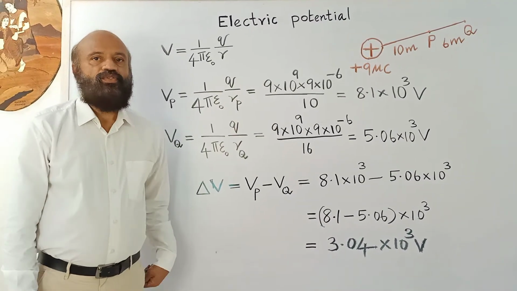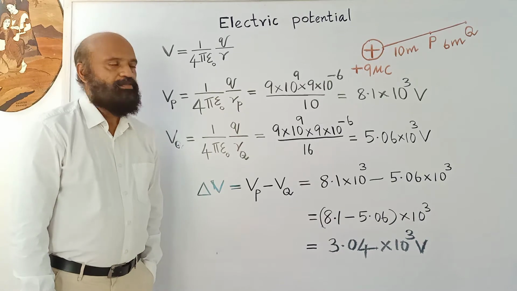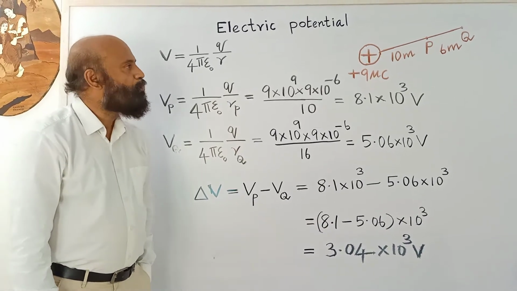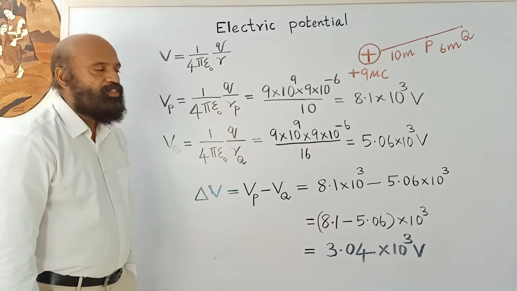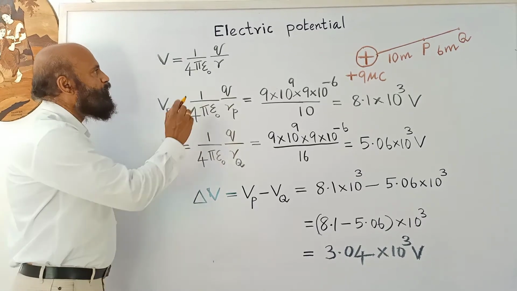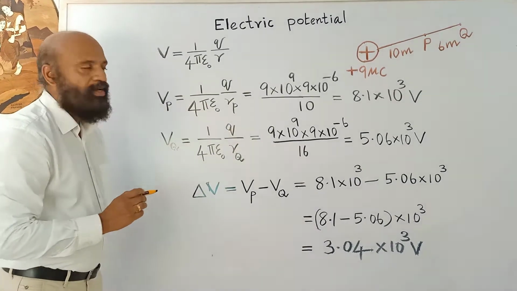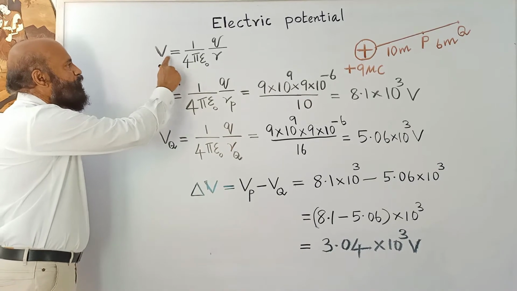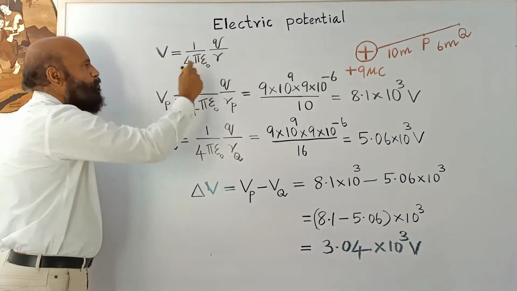In physics, to develop a clear idea of the subject, you should do problems. So now let us do a problem based on electric potential. Electric potential is given by this relation V is equal to 1 by 4 pi epsilon 0 Q by R.